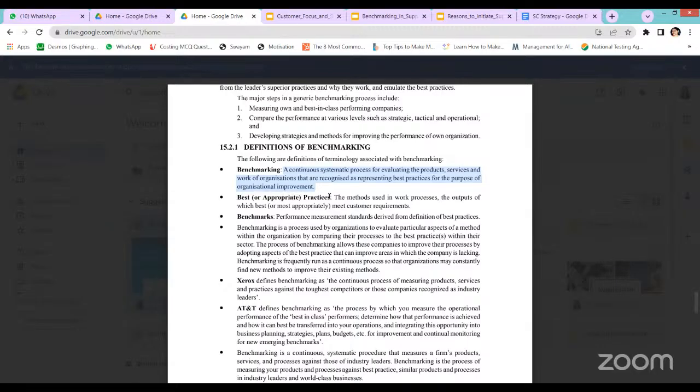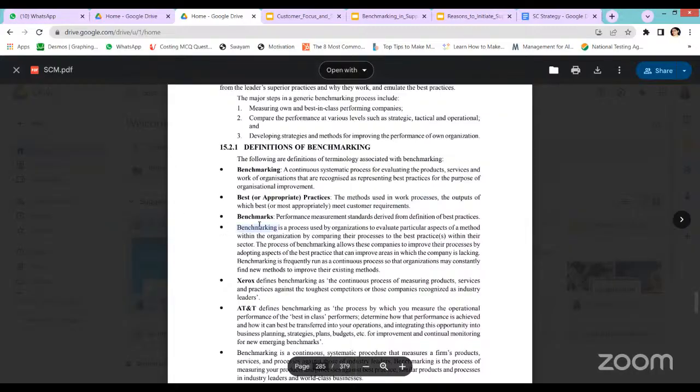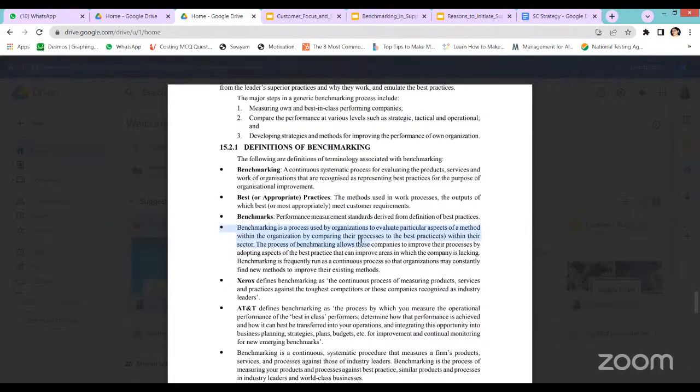Or best practices, the methods used in work processes, the outputs of which best meet customer requirements, we can say, is benchmarking. It is a process used by the organization to evaluate particular aspects of methods within the organization by comparing their processes to the best practices within their sector.